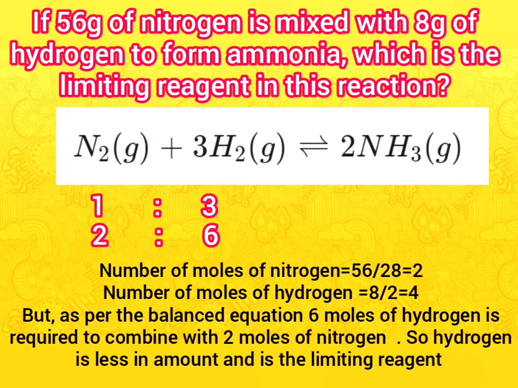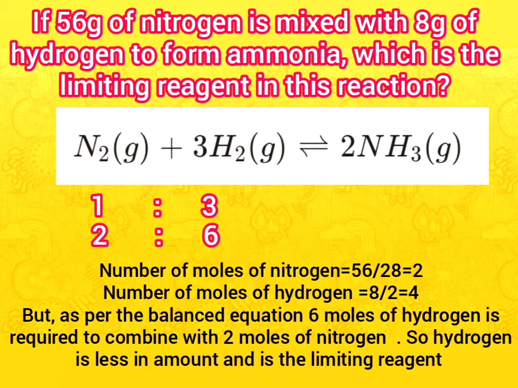Thus, for 1 mole of nitrogen, 3 moles of hydrogen are required. Similarly, for 2 moles of nitrogen, 6 moles of hydrogen are required. Now we will find the number of moles of nitrogen and hydrogen as per the details given in the question.